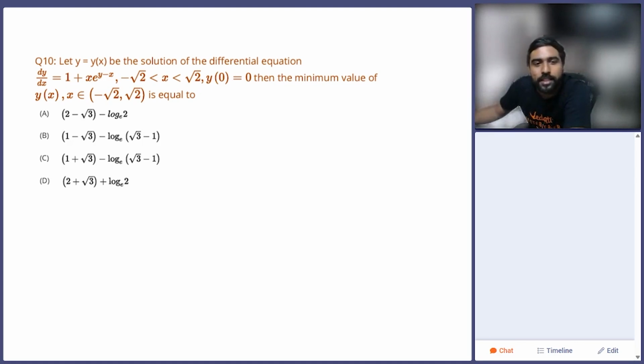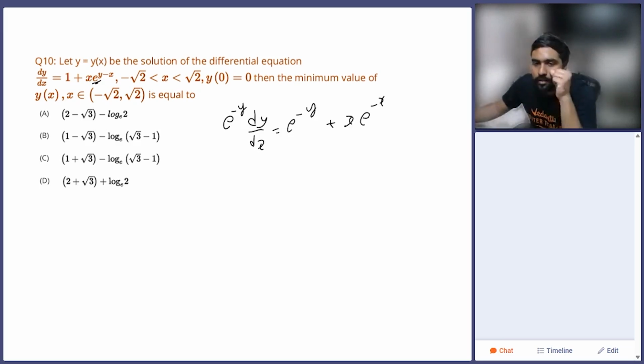Okay, so over here, what can I say? This is basically a reducible to linear differential equation type of question. So I don't like this y combined with x, right? Let's divide the entire expression by e power y. So you get e power minus y dy by dx equals e power minus y plus x into e power minus x format over here. And now what I will do is I will put this e power minus y equal to t.